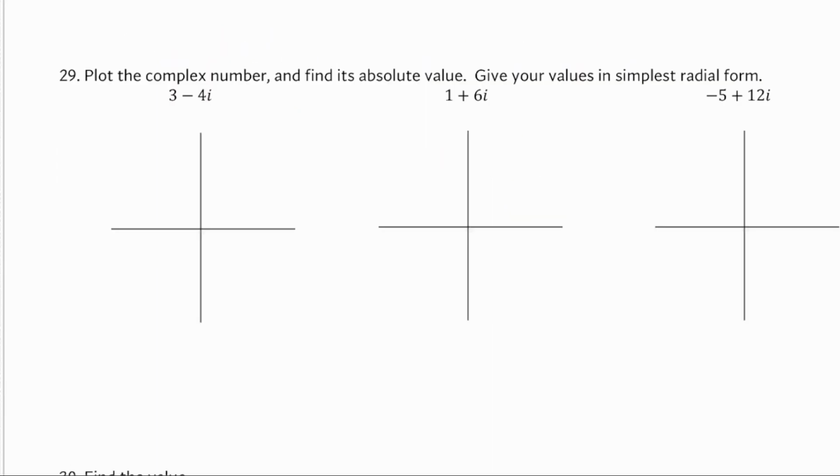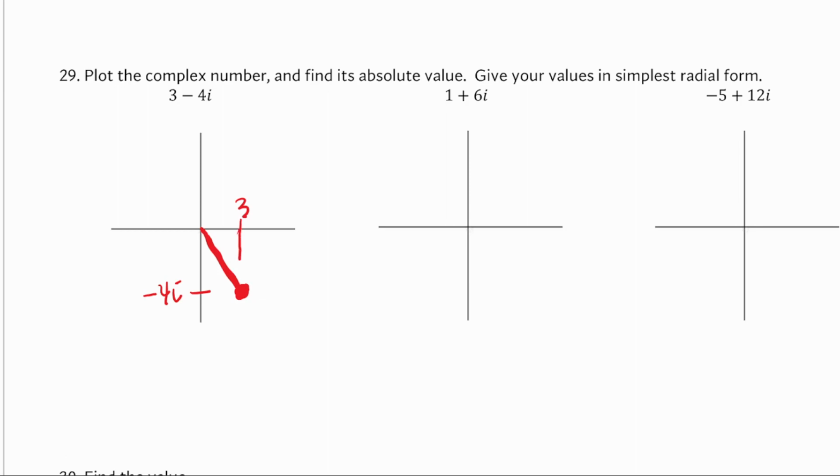All right, now we're going to plot the complex number and find the absolute value of the number. And we're going to give our answers in simplest radical form. I think I meant to say simplified radical form, but it's all right. So I'm going to go over here, 3 minus 4i. So maybe I'll say that's 3, and this is negative 4i. If I wanted to find the absolute value of that number, I don't know if I said it before, but it's the distance from 0, just like the absolute value of a number.